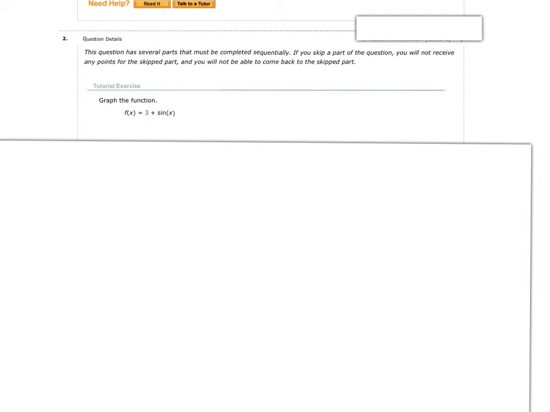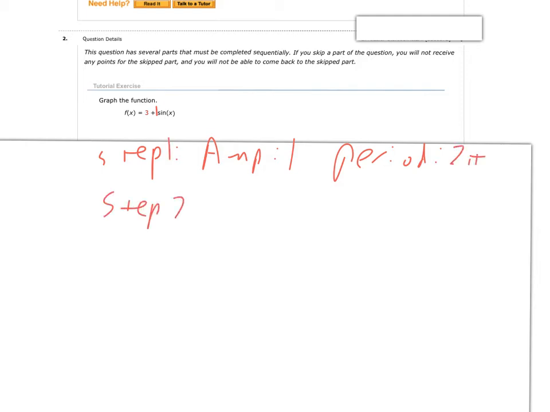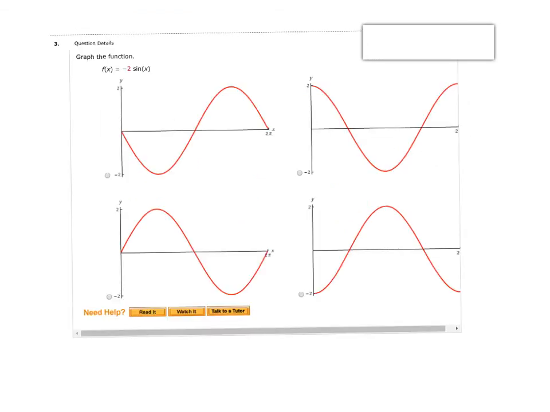All right, here's another multi-step one. So for step 1, they ask you for the amplitude, and so the amplitude on this one I would say is 1 because there's no number multiplying in front there, and the period is 2 pi because there's no K value. Step 2, it asks you about the shift, and so I would say that this plus 3 out front means it's a shift up 3. And then part 3 asks you to select the correct graph. So make sure you pick one that has a shift of up 3 or up whatever yours is, and is a sine graph.